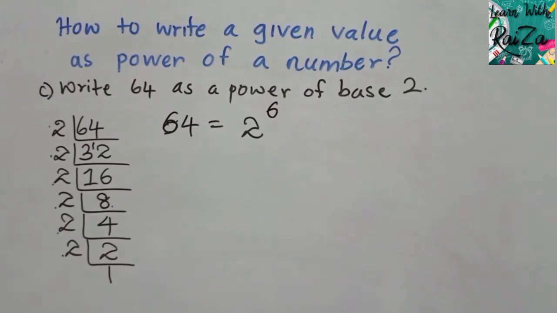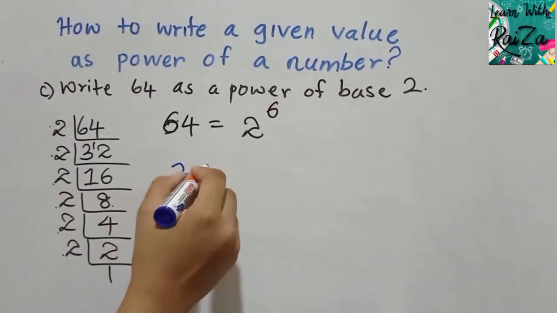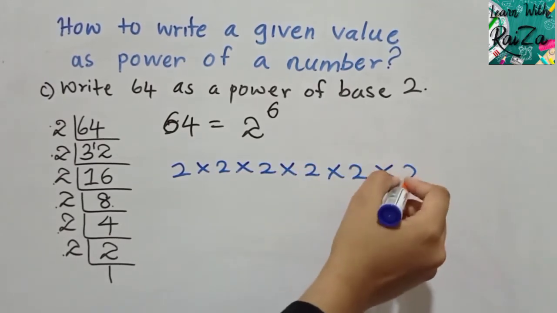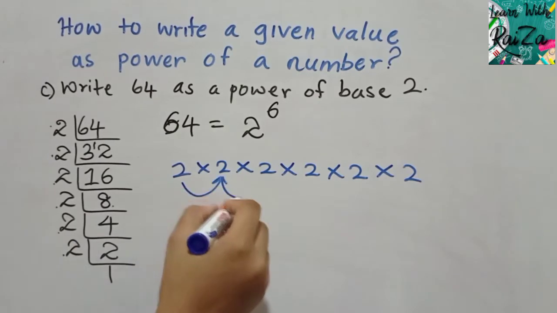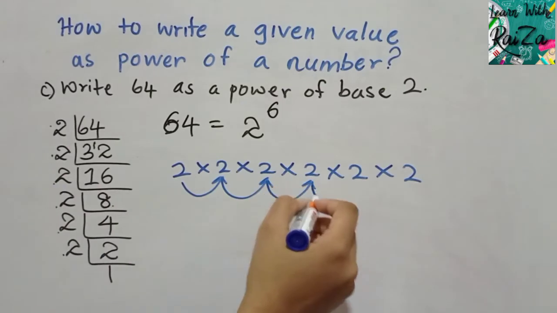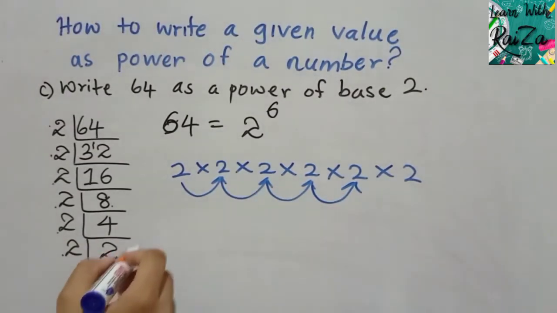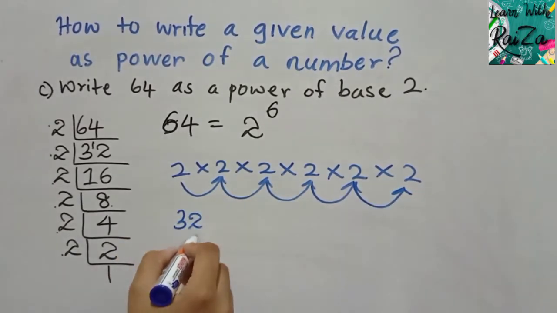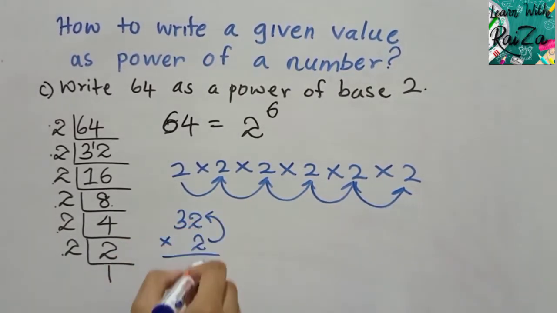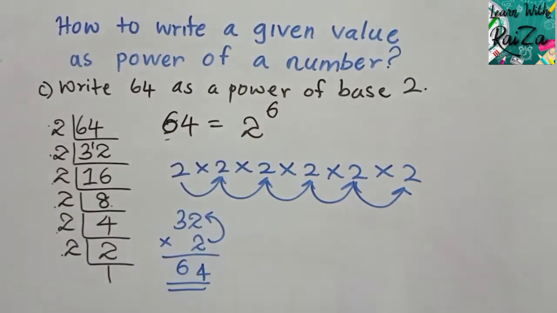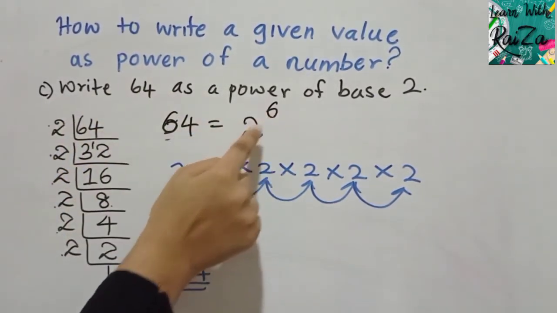Let's check our answer and see whether it's correct. How to check? We'll expand 2 to the power 6. 3, 4, 5, 6. 2 times 2, 4. 4 times 2, 8. 8 times 2, 16. 16 times 2, what is it? 32. 32 times 2. If you want, I'll show you. 32 times 2, you are getting 64. So since we are getting the answer, 2 to the power 6 is the correct format of writing number 64 as a power of base 2.